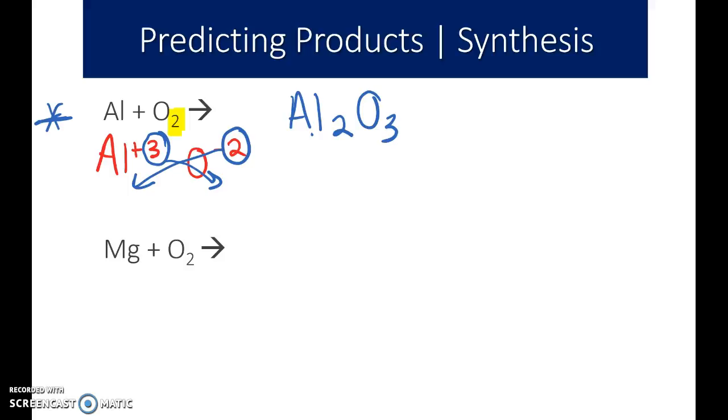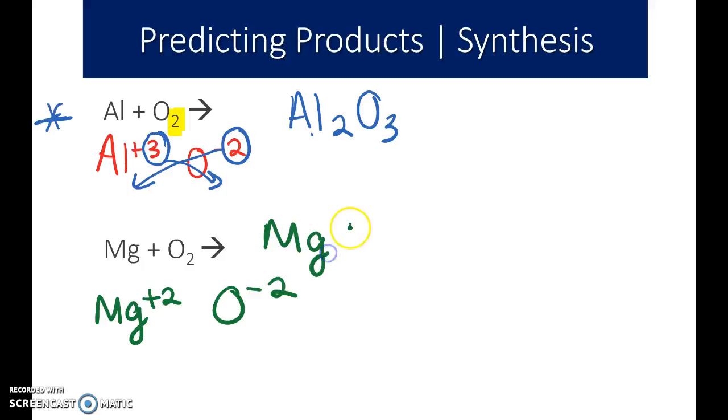One last example we'll go through is Mg plus O2. Again, I'm going to write out the charges. Magnesium is +2, oxygen is -2. Since I have equal and opposite charges, I can just stick those two ions together to make my new compound, MgO.